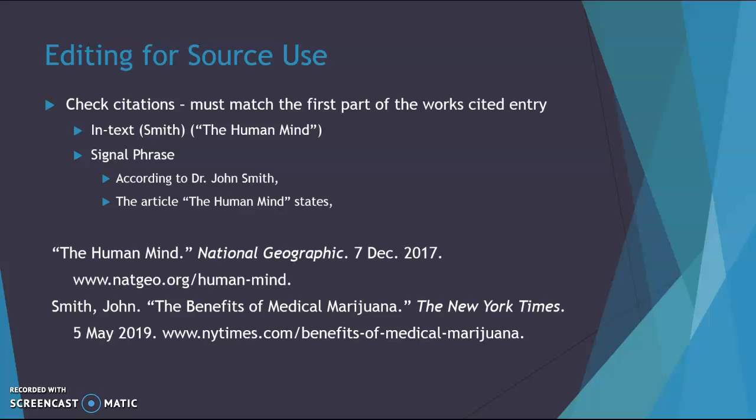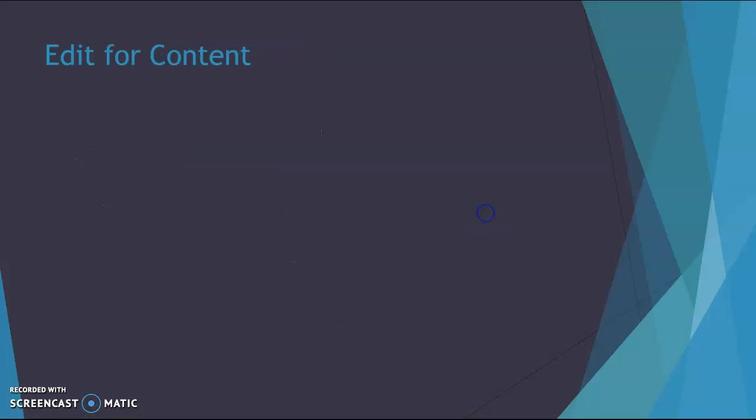We practice blending quotations in class as well, so they may have other options, but make sure that you check those citations. The part that's in the parentheses or the part that is part of the signal phrase needs to match the first part of the works cited entry. So it's pretty easy to double check those. You just have to check that works cited entry.